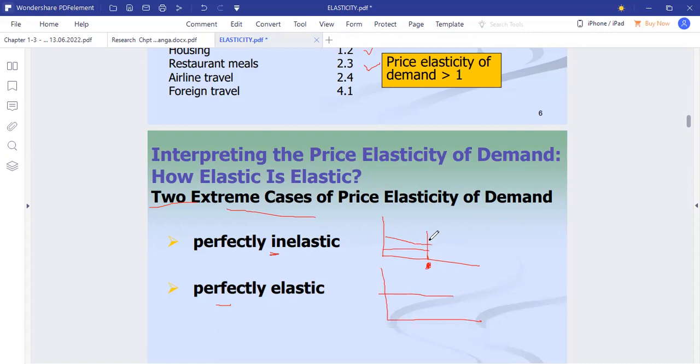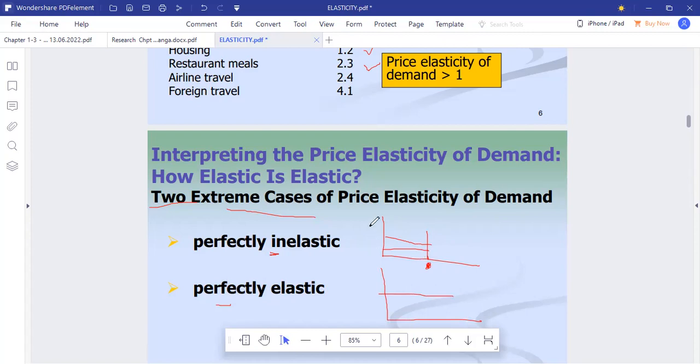Examples are electricity, especially in the monopoly. Even if they increase the price, they're still producing the same what? Quantity of electricity. They're just increasing the price. People will just complain, but they'll still buy electricity because they can't do without it.